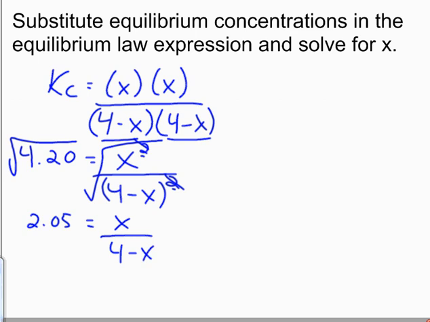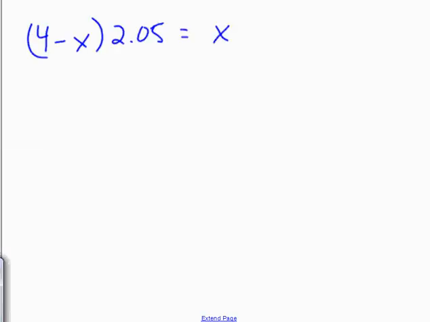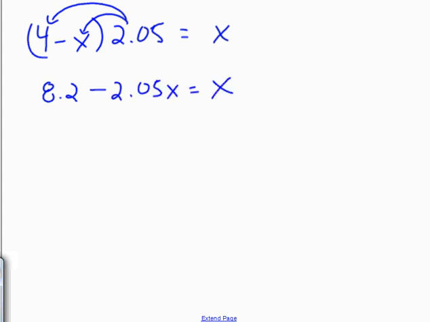So we have to solve for x. We can start by getting rid of this fraction. So we'll multiply both sides by 4 minus x to cancel here. And when we have two terms inside of the brackets, we have to multiply the 2.05 by both of those terms. So 2.05 times 4 is 8.2 minus 2.05 times x is 2.05x. And this is equal to x.